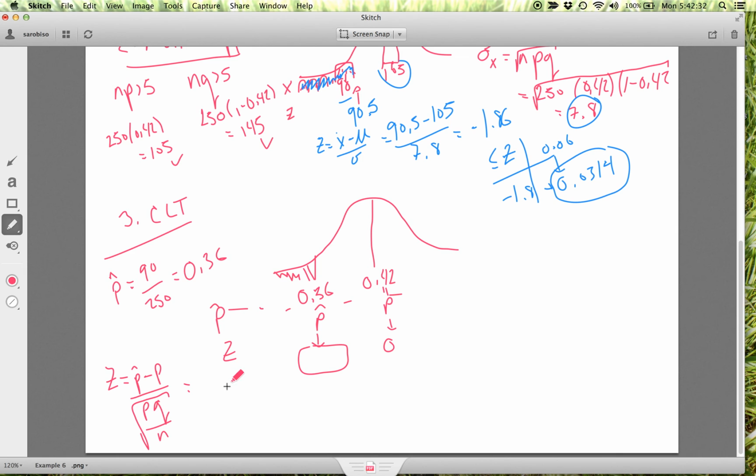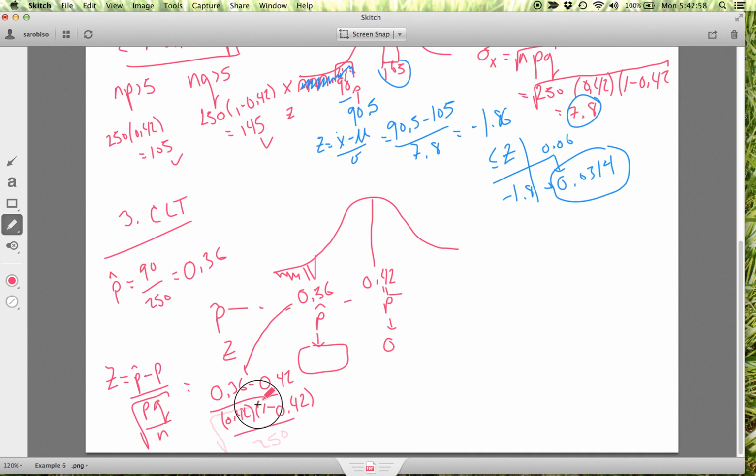Okay, so we'll do that. Our p hat here is 0.36. Okay, our p value, our proportion value here is 0.42, divided by the square root of 0.42 times 1 minus 0.42, over the number sampled, which was 250. Okay, if we do this, we can convert that into a z value here of negative 1.92.